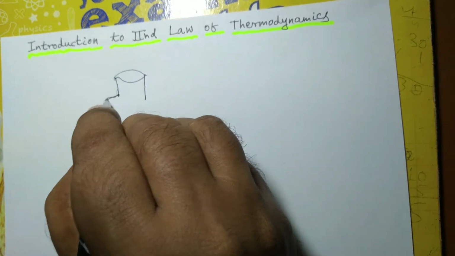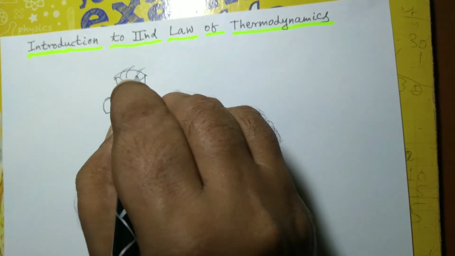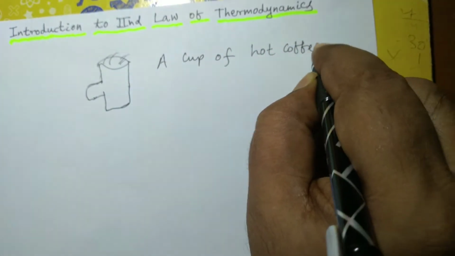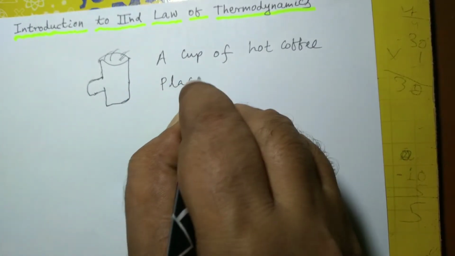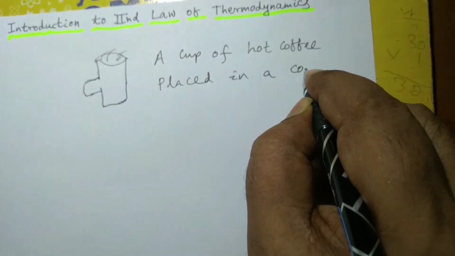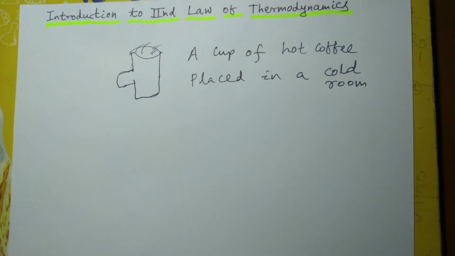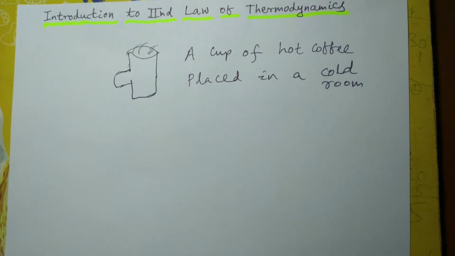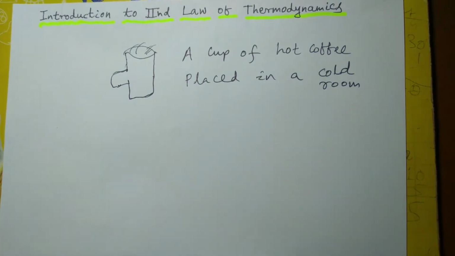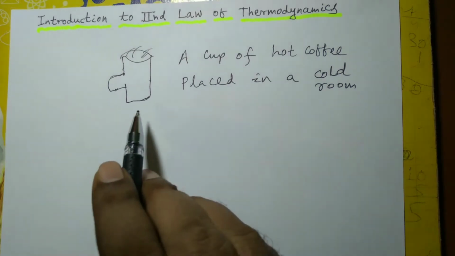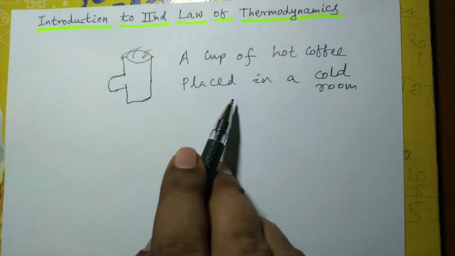A cup of hot coffee placed in a cold room. Suppose the room air temperature is less than the temperature of the hot coffee. Eventually, with the passage of time, the hot coffee gets cooler, because the heat lost by the coffee is equal to the heat gained by the room air. We know that heat always flows from a high temperature body to a low temperature body. So the hot coffee will lose some heat, giving it to the room air. The energy lost by the hot coffee is equal to the energy gained by the cold air inside the room.